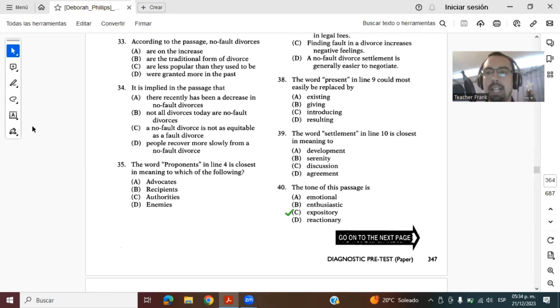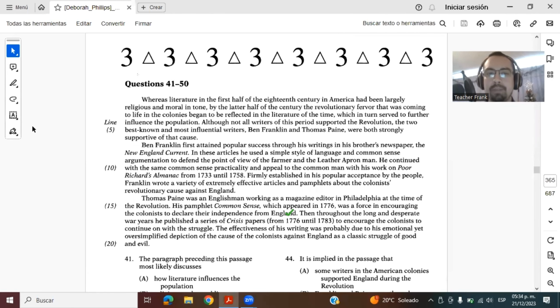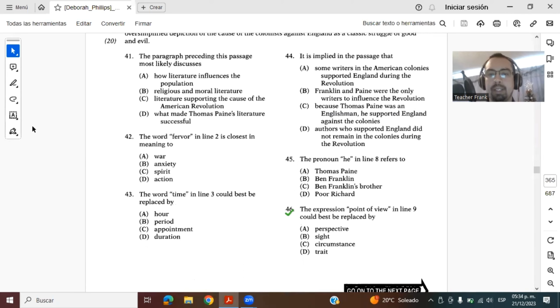Now let's go with the last reading passage. Number 41 to 46. Number 41 is B. Number 42 is C. Number 43 is B. Number 44 is A. Number 45 is B. And number 46 is A.